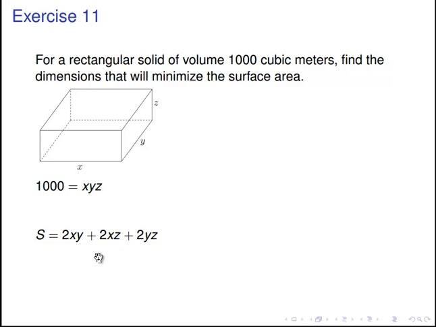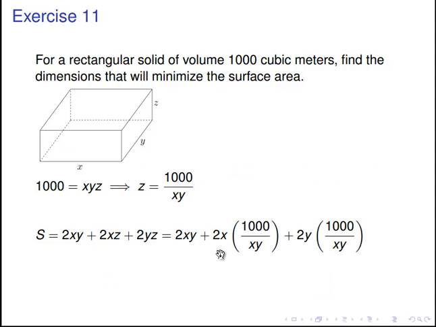It looks like we have a function of 3 variables. But if we look back at this original equality, this tells us we can actually write z in terms of x and y. In particular, z is 1,000 divided by xy. So in our surface area formula, we can get rid of z everywhere we see it. If we do that, we end up with 2xy plus 2x times 1,000 over xy plus 2y times 1,000 over xy. And you see there's a little cancellation we can do.